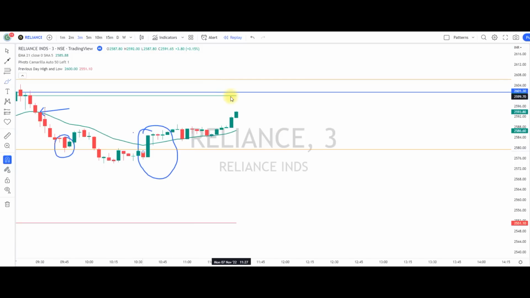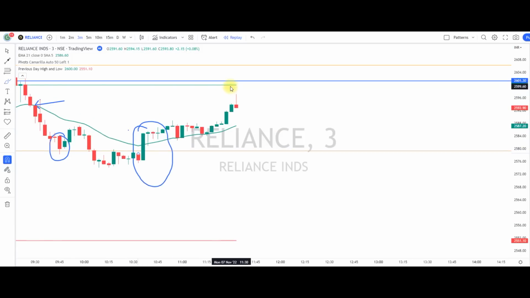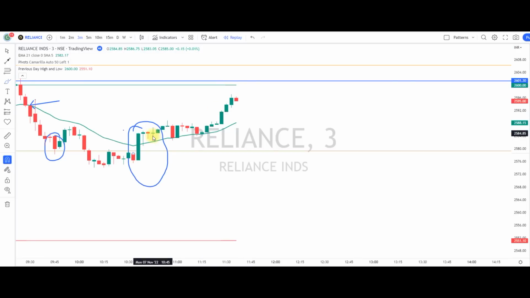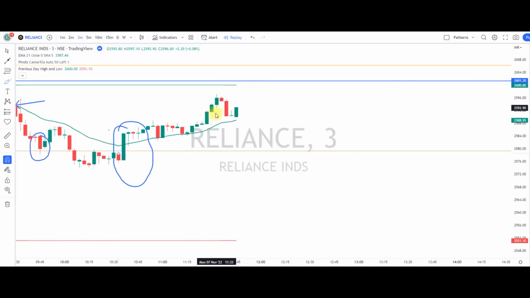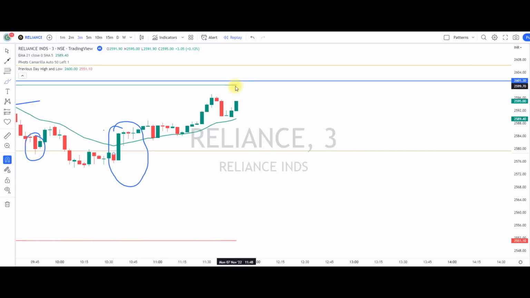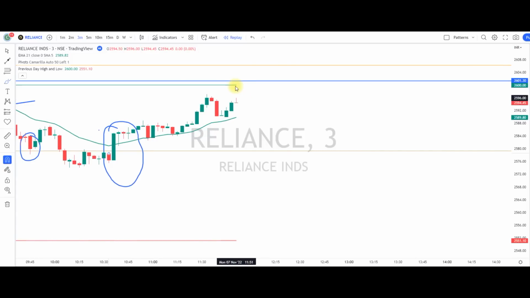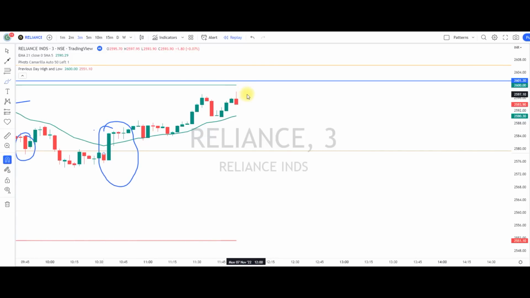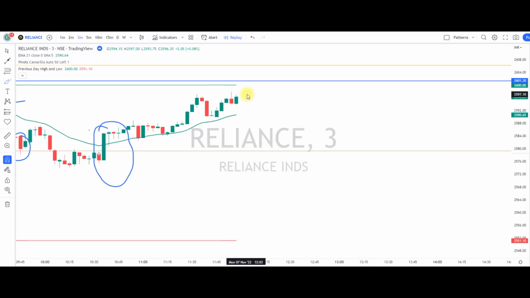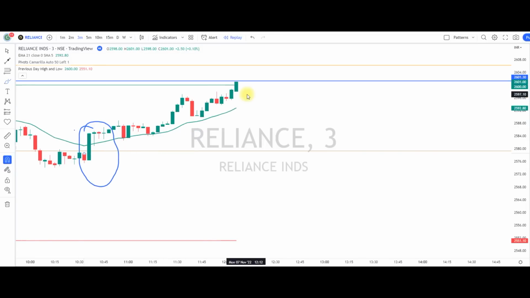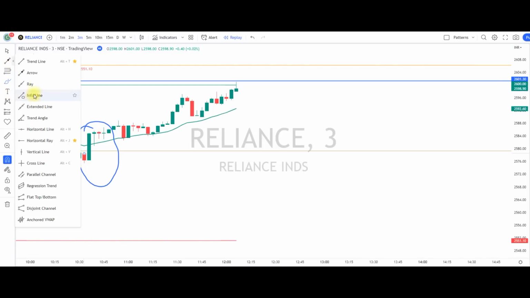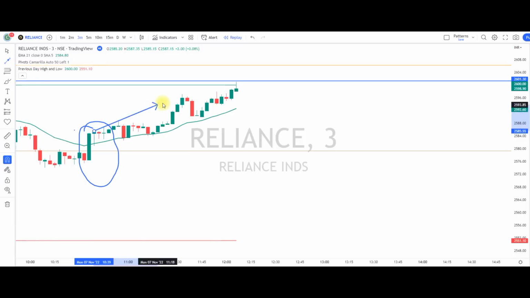We can keep the green zone, that is the previous day high, as our target. Or else you can book your profits in this green candle. If you are a risky trader, you can keep till this level. See, market touched our resistance zone. From here to here, we got a nice up move.